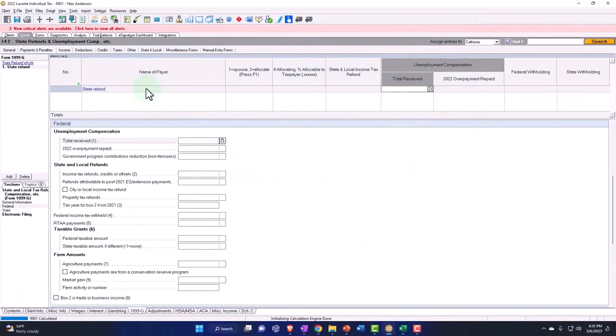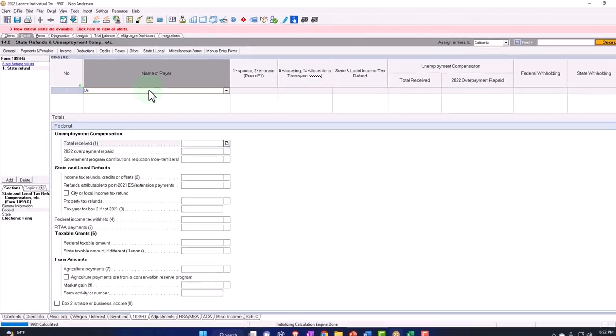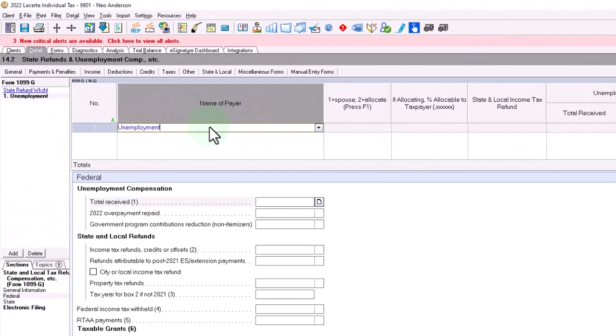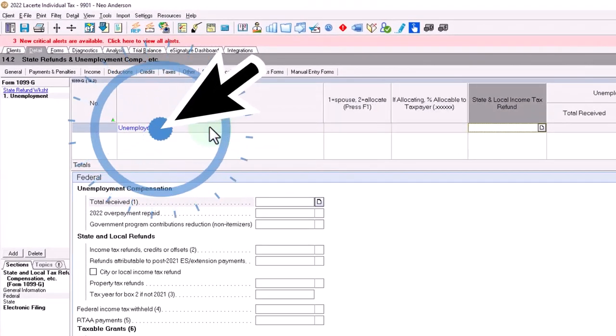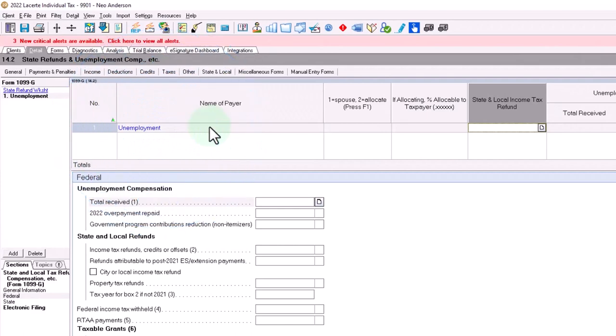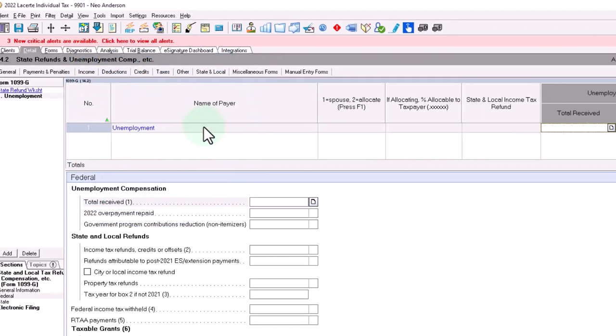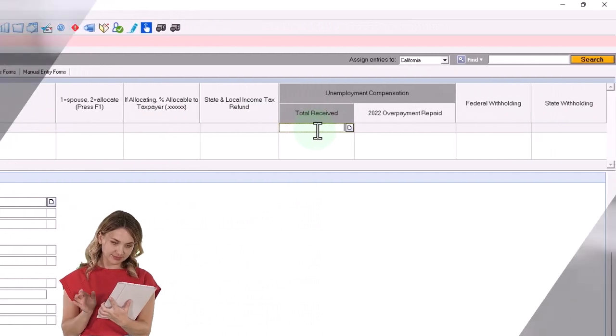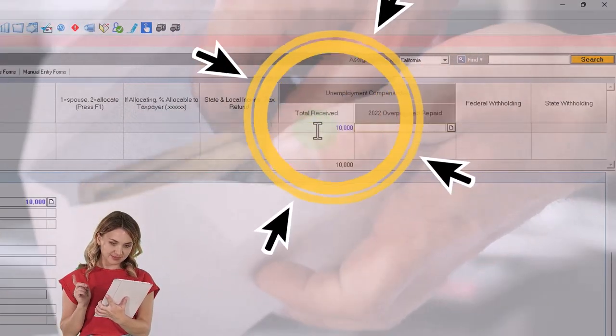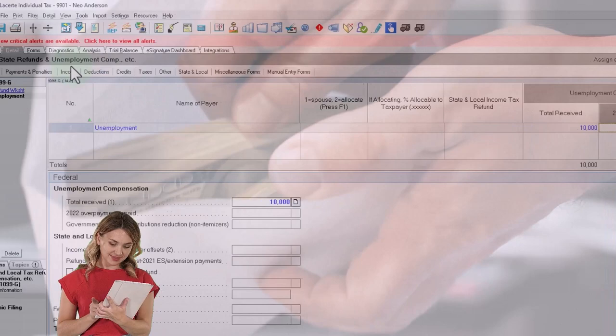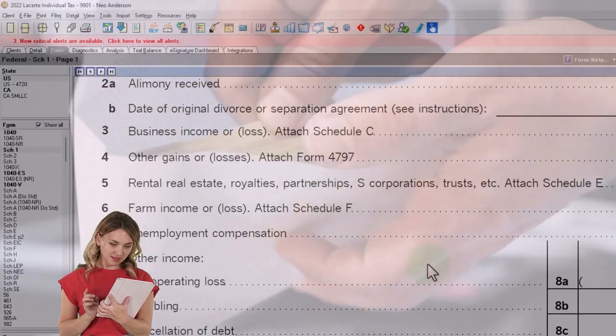Okay, that said, if I jump to the 1099-G and we say this is going to be the state unemployment, I probably spelled it wrong, don't let it drive you crazy. This is going to be, right here, unemployment compensation. So let's say we got $10,000 there. And then if I go back over, that's going to pull over into our form.